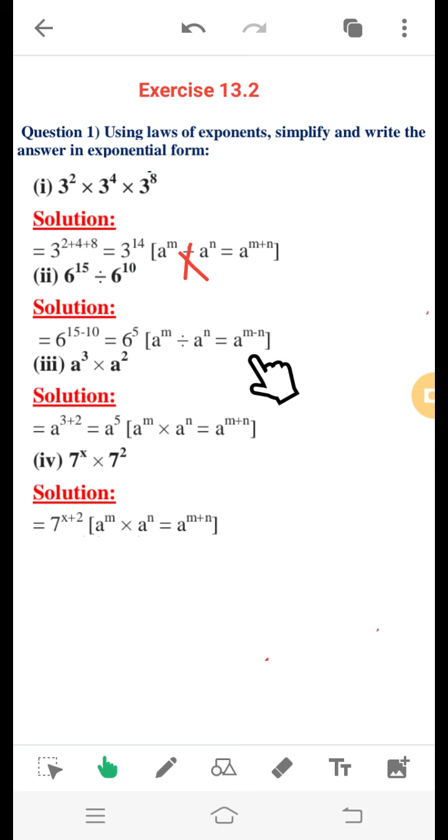Third one, a^3 × a^2 = a^(3+2) = a^5, because a^m × a^n = a^(m+n). Fourth one, 7^x × 7^2. Therefore, 7^(x+2), because of the law a^m × a^n = a^(m+n).